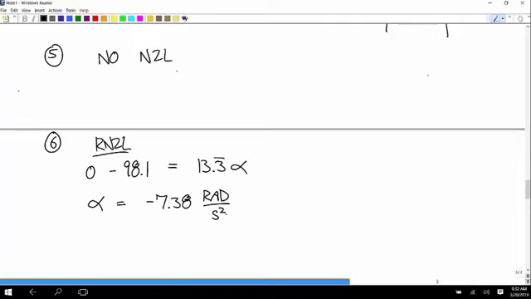Angular acceleration is really a vector, but in 2D, any vector that represents a rotational quantity has only a z component. So if you wanted to write this as an angular acceleration vector, it would be 0, 0, negative 7.38.